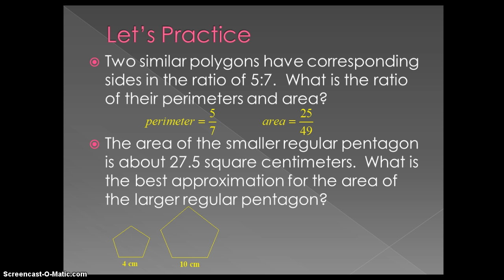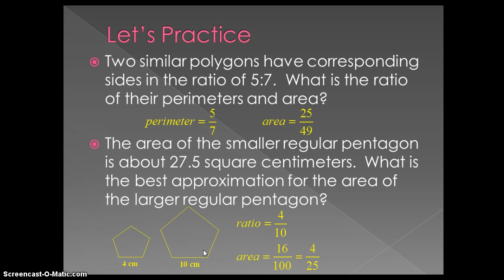So we know the area of a smaller regular pentagon is about 27.5 square centimeters. What is the best approximation for the area of the larger regular pentagon? So again, we know these are regular pentagons. So we know all their sides are the same. And so we know here, if we look at our two pentagons, our scale factor, our ratio is 4 to 10.